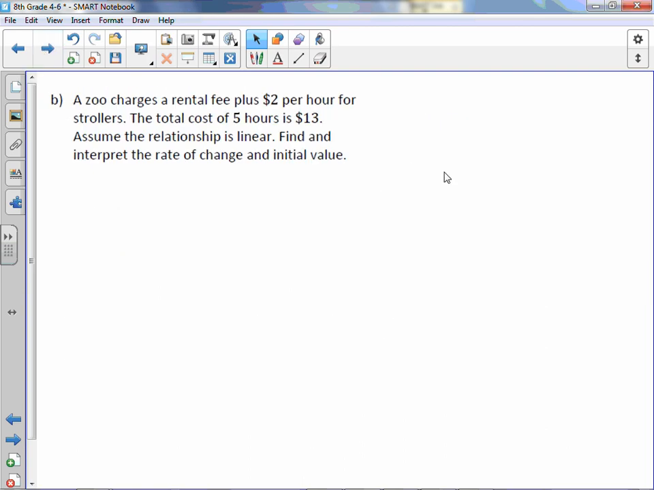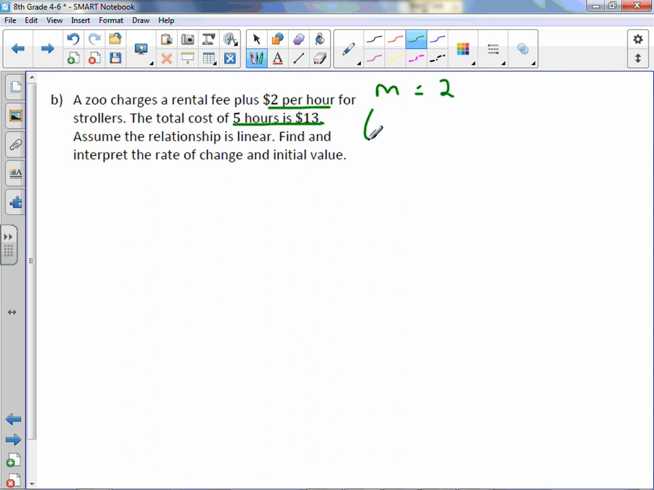Letter B. A zoo charges a rental fee of $2 per hour for strollers. A total cost of 5 hours is $13. Assuming the relationship is linear, find and interpret the rate of change and initial value. So our slope is 2, and the point they've given us is (5, 13). Remember, time is x unless otherwise specified.